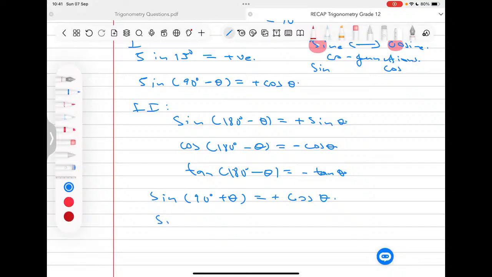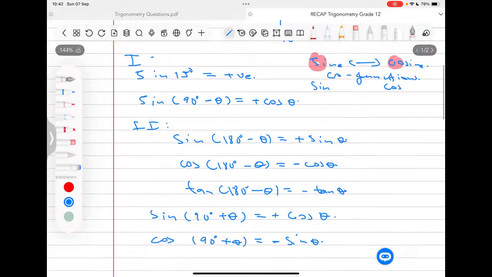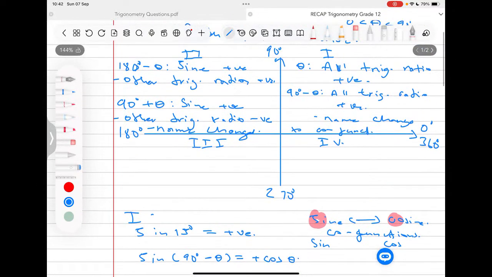Now, if I give you something like cos of 90 degrees plus theta, this will be negative, because if you check this angle here, it's the second quadrant and we are dealing with a cos. A cos is negative in the second quadrant. And so now we are going to have the sine of theta, because cos has to change to its co-function. So that's how you'll define angles in the second quadrant.